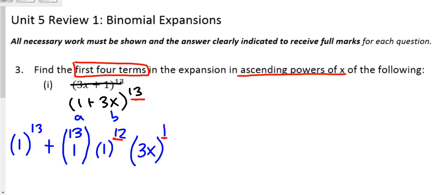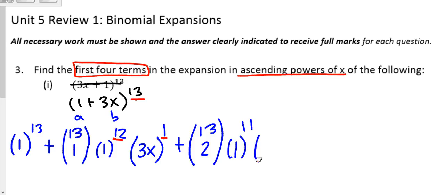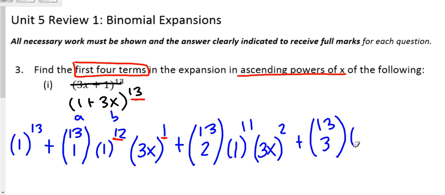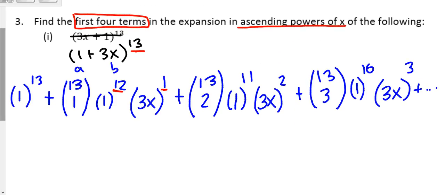So now I have 2 terms. So I need my next term. It's going to be 13 choose 2, 1, down another one, 11th, and 3x. Now we're going to go up, squared. I have 3 terms. Now let's do our last one. 13 choose 3, 1, we're going to count down, so we have the 10th, and we have 3x cubed. And then we don't care about the rest because they have just asked us for the first 4 terms. So we just need to make sure and simplify this.